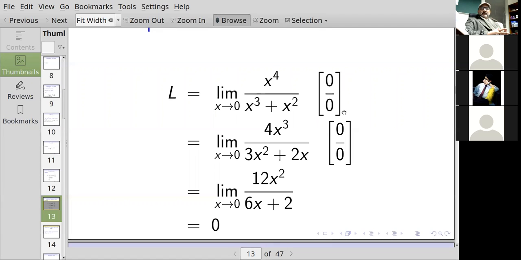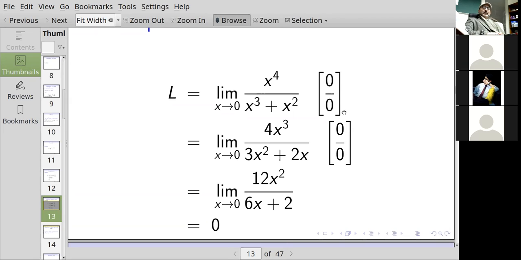This is one of the forms that L'Hopital's can help me with. So I'd say, okay, that's the limit as x goes to 0 of the derivative of x to the 4th, which is 4x cubed. So I replace the numerator by its derivative. And the derivative of the denominator is 3x squared plus twice x. So I've replaced the denominator function by its derivative.